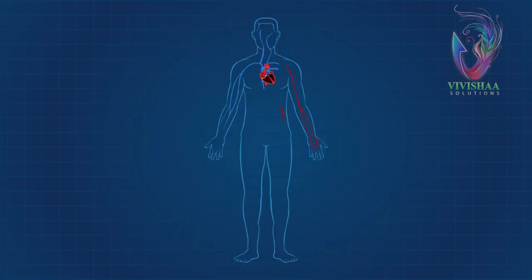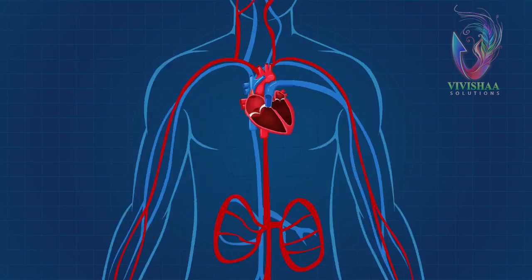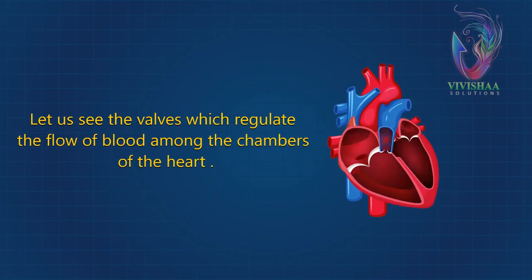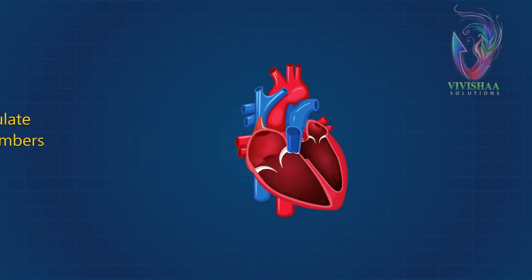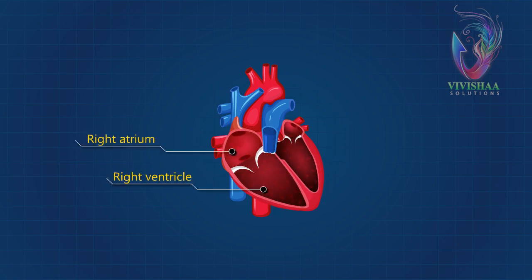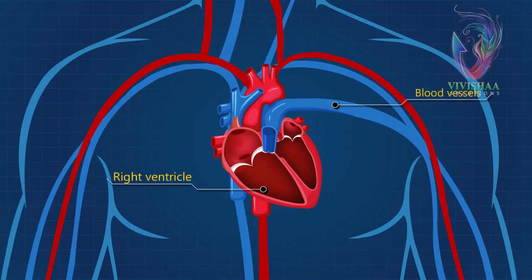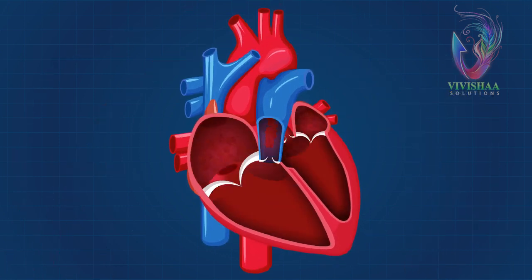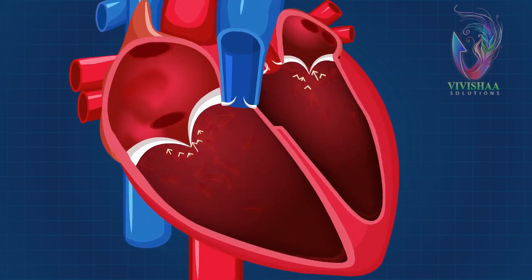As we are aware of the chambers and the blood vessels opening into the heart, let us see the valves which regulate the flow of blood among the chambers of the heart. Valves are the special structures which regulate the flow of blood from one chamber to the other chamber in the heart or from the chamber of the heart into the blood vessel. These valves are characterized in such a way that they do not allow the backflow of the blood.